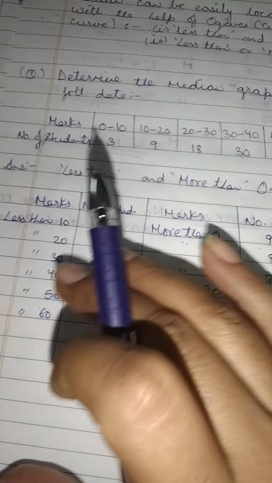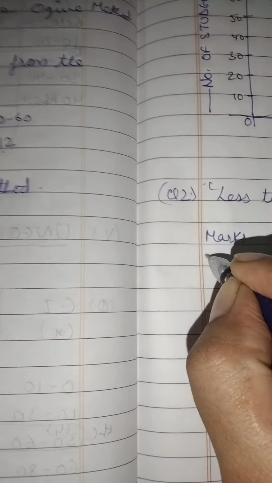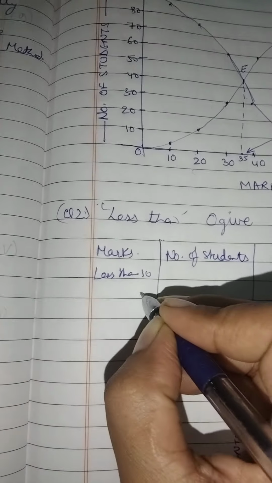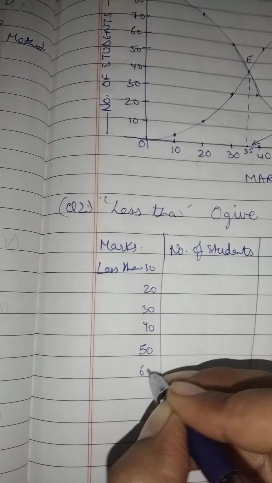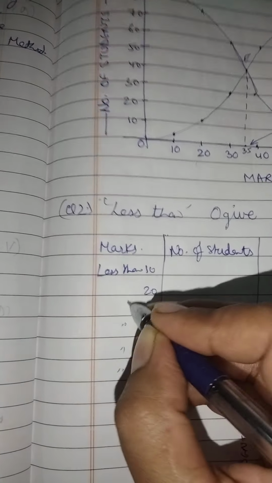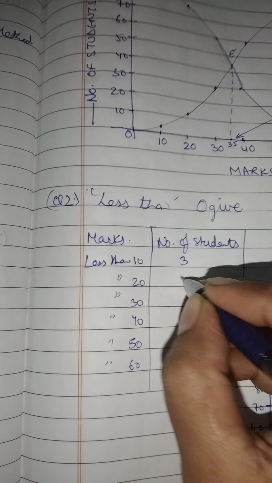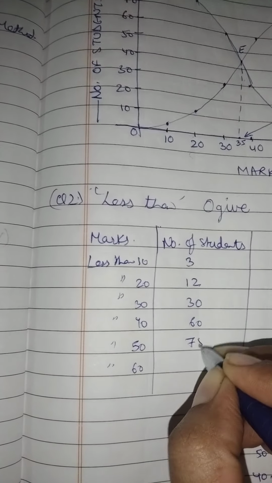Okay, now in the same way I can simply solve this question like a less than question. The same numbers I am writing down here. Okay, so marks is less than 10, less than 20, 30, 40, 50 and 60. The same table I am using actually. So the number of students, that is CF, is 3, 12, 30, 60, 78 and 90.